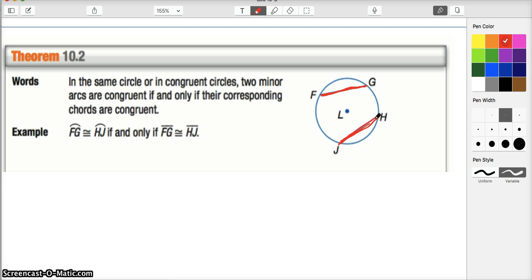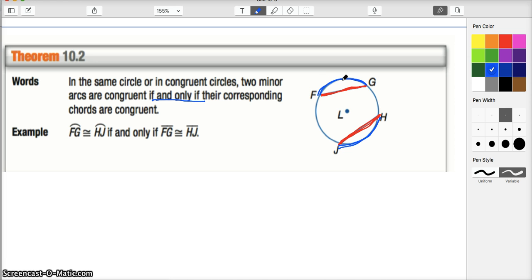If these two chords within the same circle or congruent circles are equal in length, if I know that this length and this length are the same, then what this theorem is telling me is that this arc here and this arc here will also be of the same length. Actually, I think that they're telling me it in the opposite direction. But the fact that it says if and only if means I can use it in both directions. So let me explain what I'm saying.